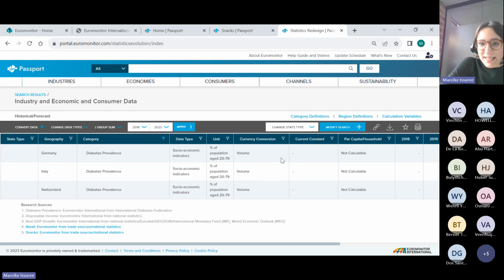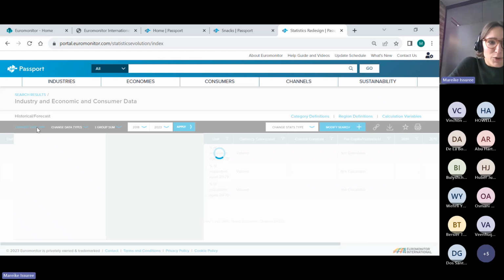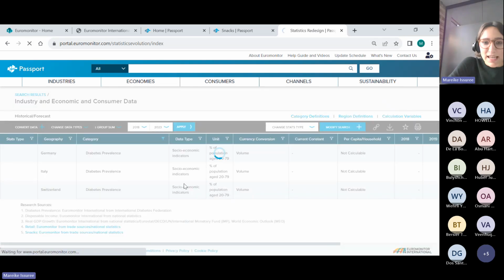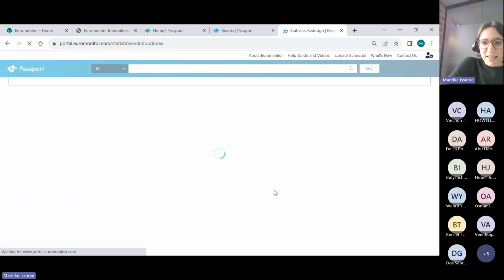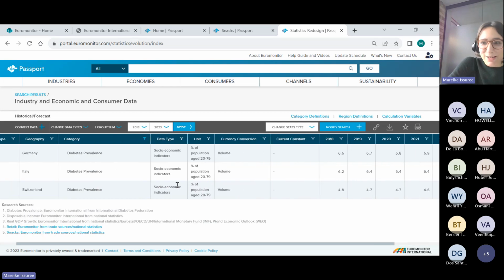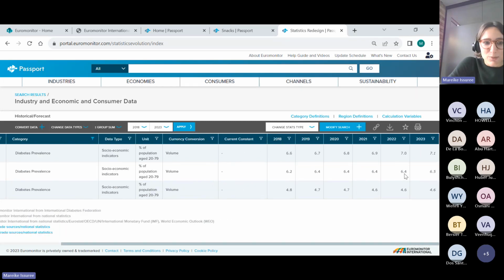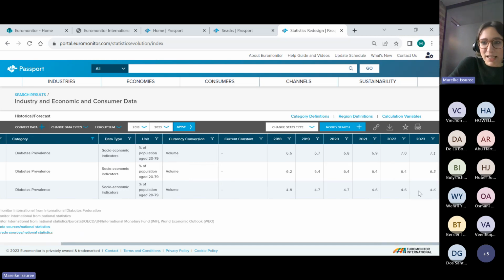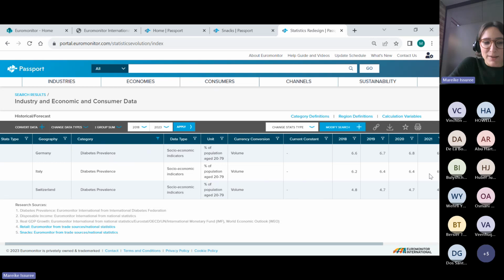The per capita isn't calculable. So what we need to do is convert it back to total, to the default, the actual prevalence. So that will give us now a different picture, and we could easily compare the countries and the prevalence of diabetes, where we actually see an interesting picture. It's very low in Switzerland compared to Italy and Germany.